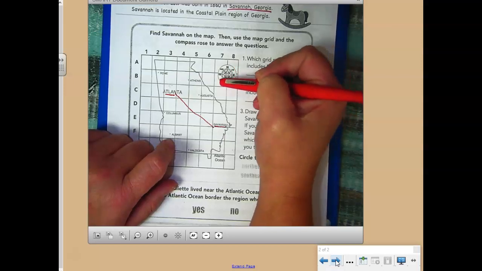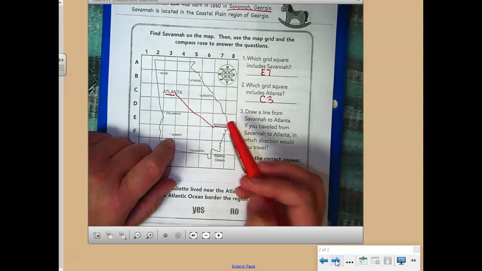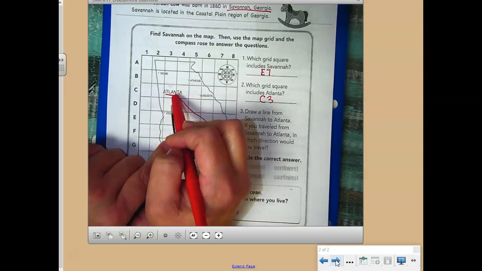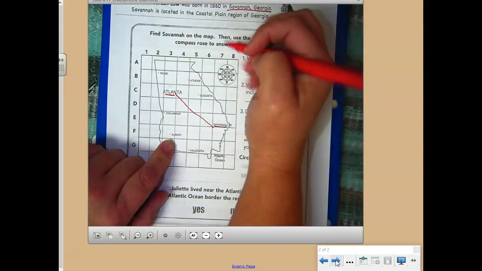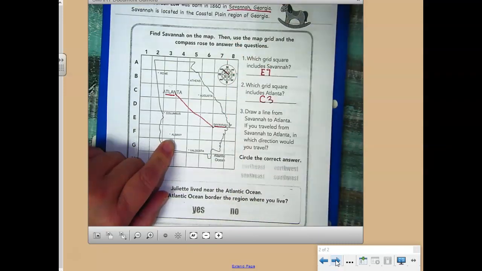All right, so northeast, southeast, southwest, northwest, up and to the left. What direction? Going this way. That is northwest.